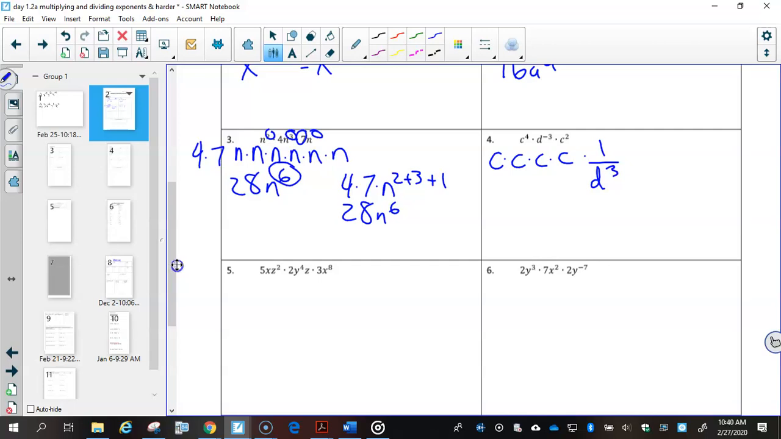I could change this because we can expand d to the third by saying 1 over d times 1 over d times 1 over d. That would be the same thing. And then expanding c squared would give us c times c. If we combine these, what would this look like?